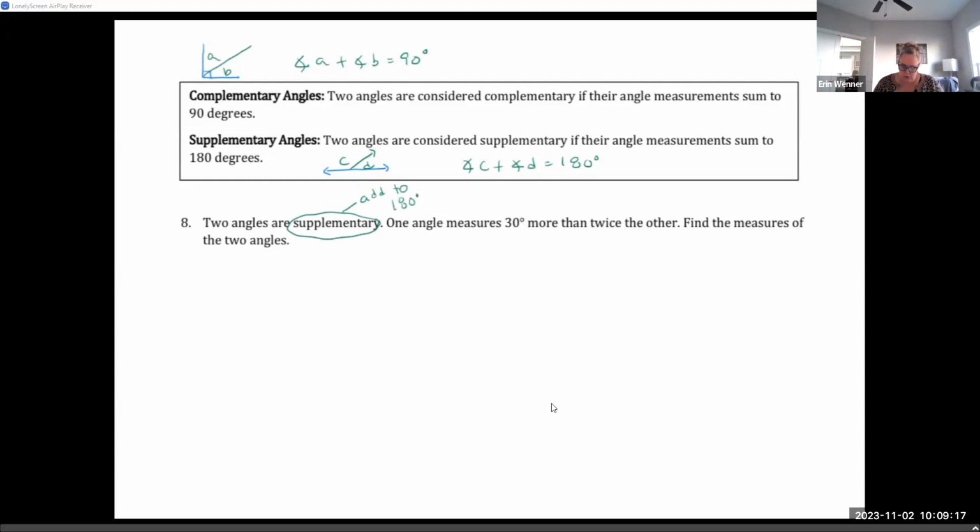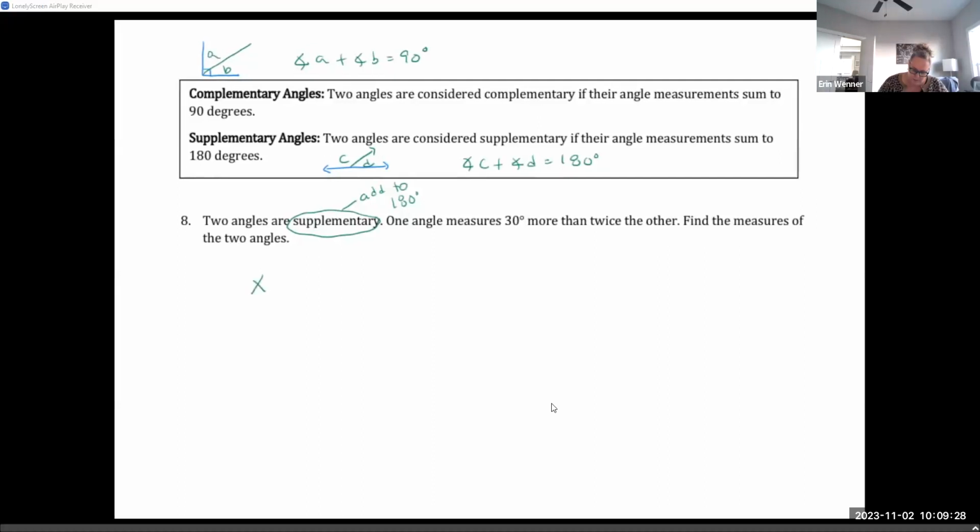One angle measures 30 degrees more than twice the other. Find the measures of the two angles. So I'm going to say, okay, we have angle X plus angle Y equals 180. That relationship came from that first statement that the two angles are supplementary, right? If I were going to draw this, I would say, okay, this is angle X and this is angle Y, right?